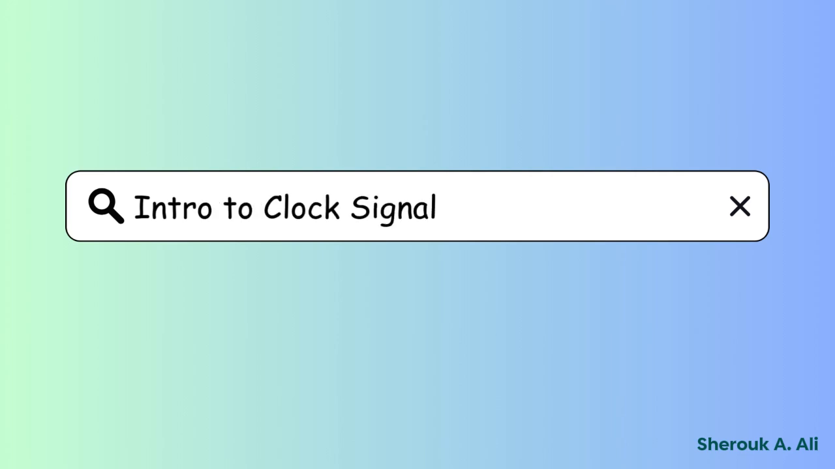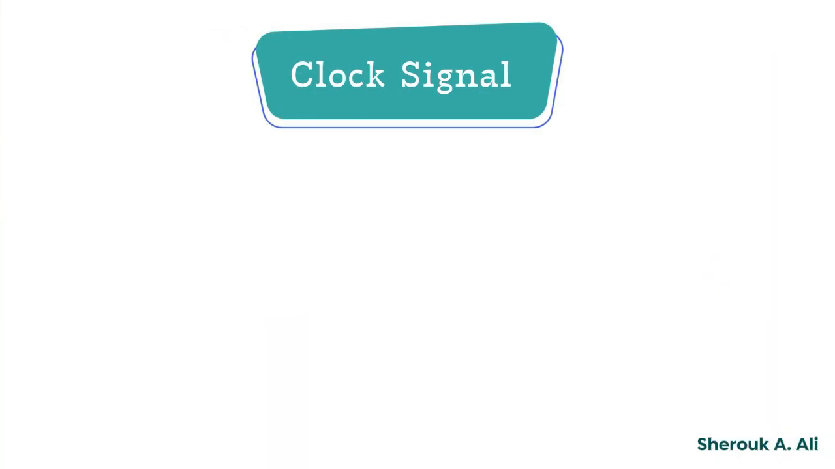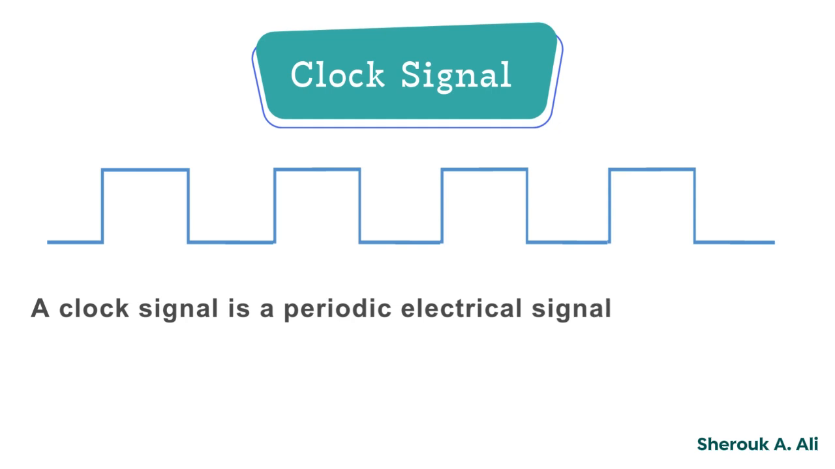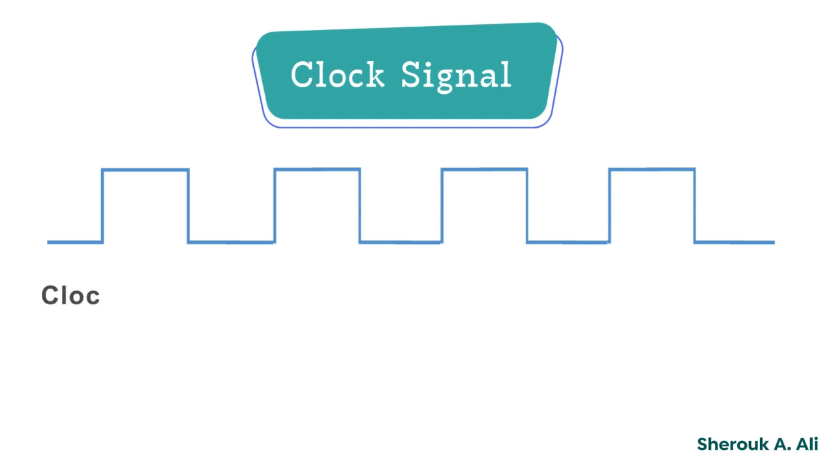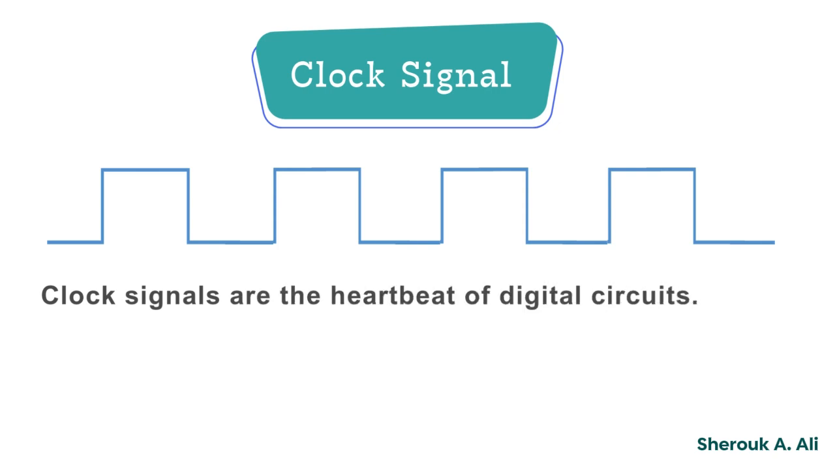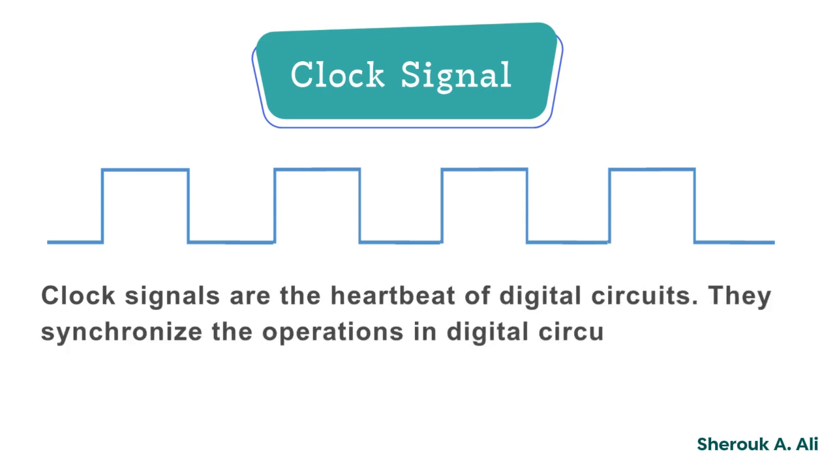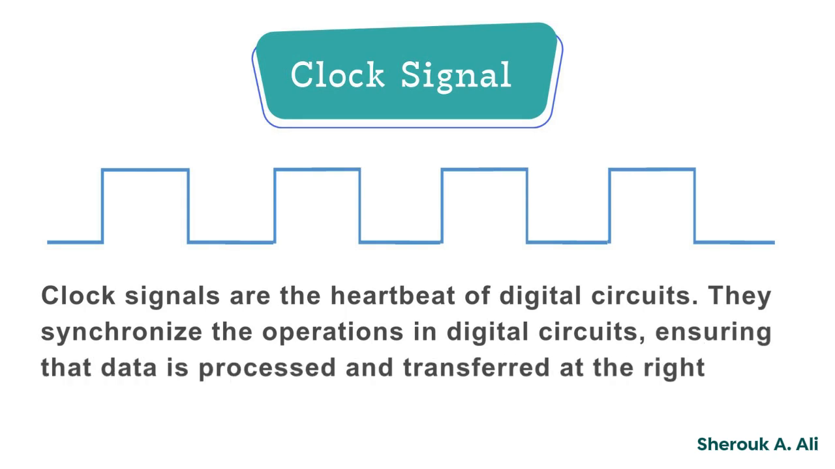Introduction to clock signal in digital circuits. First, let's define the clock signal. A clock signal is a periodic electrical signal that oscillates between high and low states. Clock signals are the heartbeat of digital circuits. They synchronize the operations in digital circuits, ensuring that data is processed and transferred at the right time.